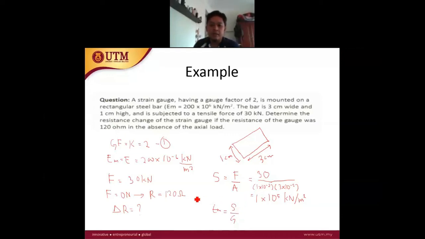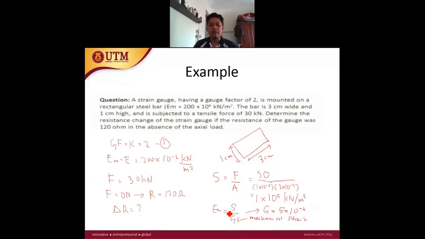Now the next is to find the mechanical strain from the Young's modulus. Our Young's modulus is here, and then we know our stress S is from here. So we calculate our G, the mechanical strain. The mechanical strain is 5 times 10 to the power of negative 4. So this is dimensionless, or meter over meter.